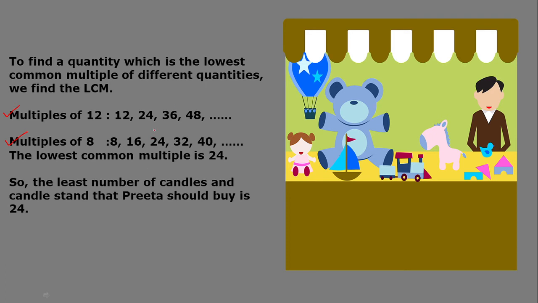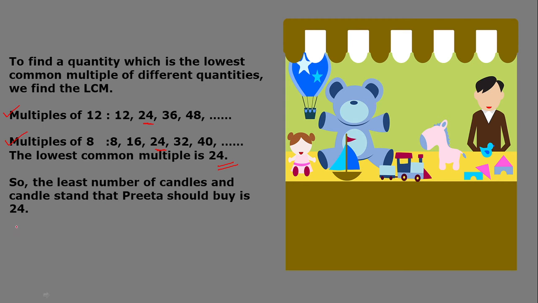Now, instead of finding all the common multiples, let's find the smallest common multiple. What is it? Now see, 12, 24, 8, 16, 24. The smallest common number out of these is 24. So the least common multiple is going to be 24. So the least number of candles and candle stands that Preeta should buy is 24.